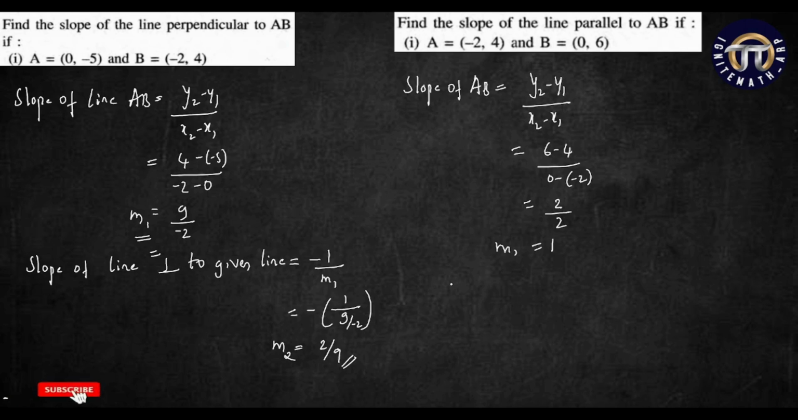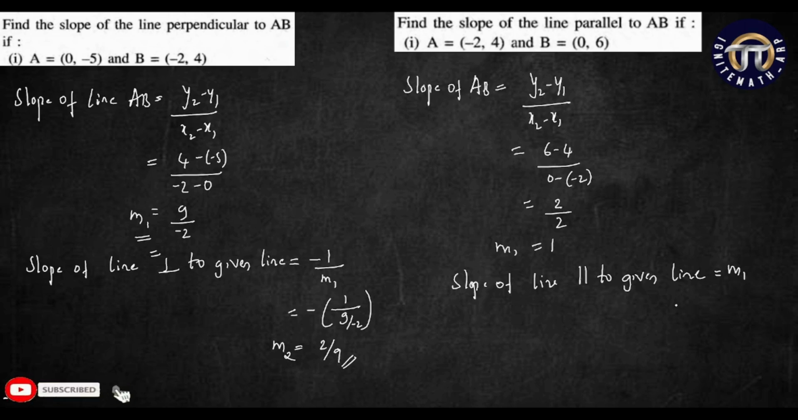So slope of a line parallel to the given line is equal to the slope of the line itself. Why? Because if two lines are parallel to each other, their slopes are equal to each other. So I can say m2 is also equal to m1. That's why it also becomes 1. Clear, children? All of you?